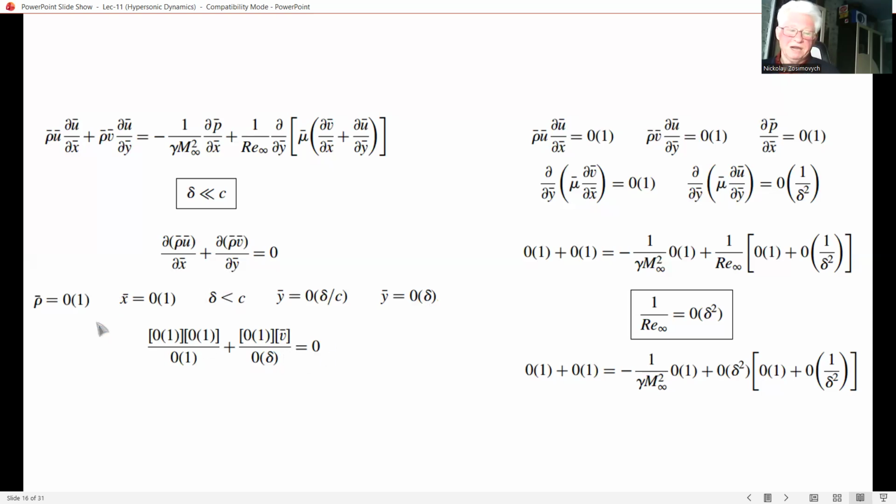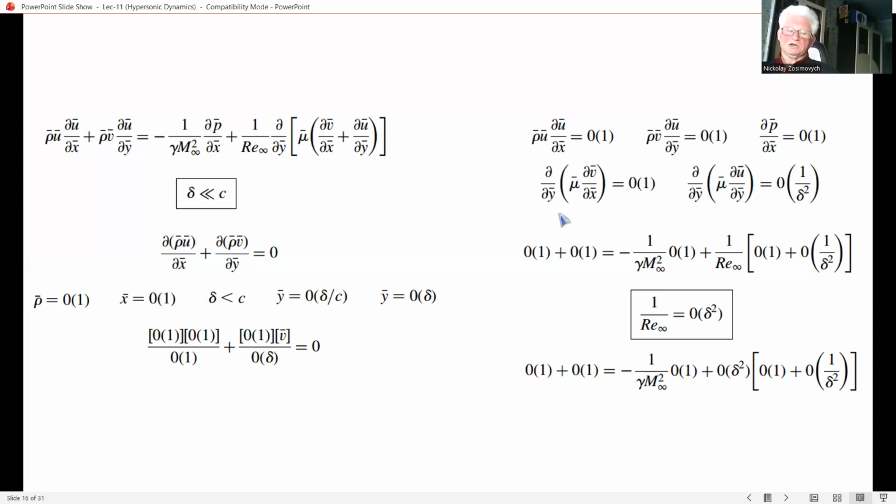Hence, from this expression, clearly v must be of an order of magnitude equal to delta. That is, v is O(delta). Now, examine the order of magnitude of the terms in our equation, and we have these two expressions on the top right corner of this slide. Hence, the order of magnitude equation can be written as the middle expression here.